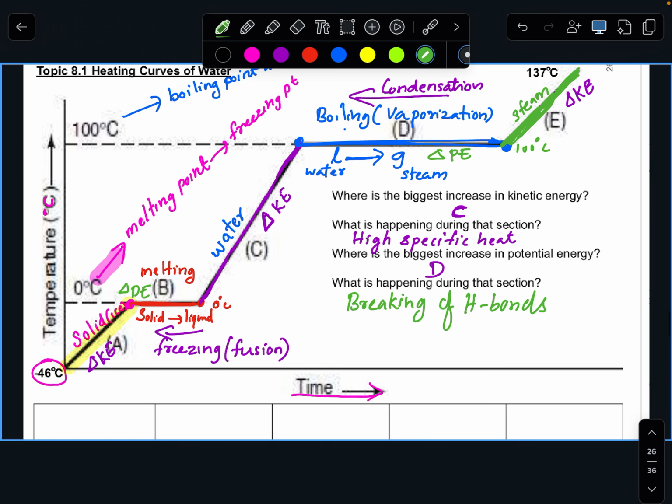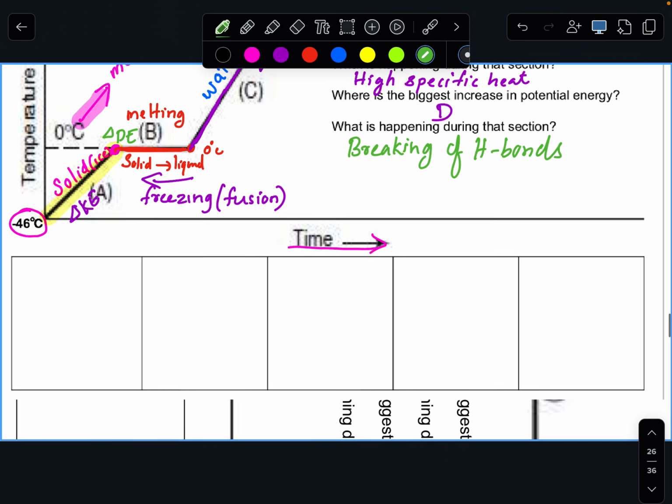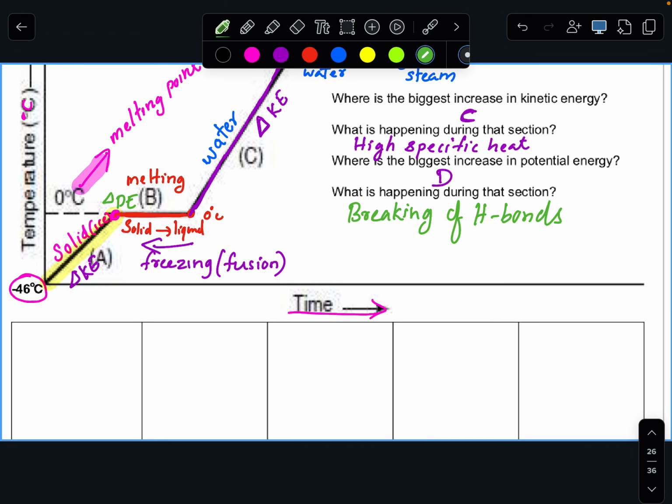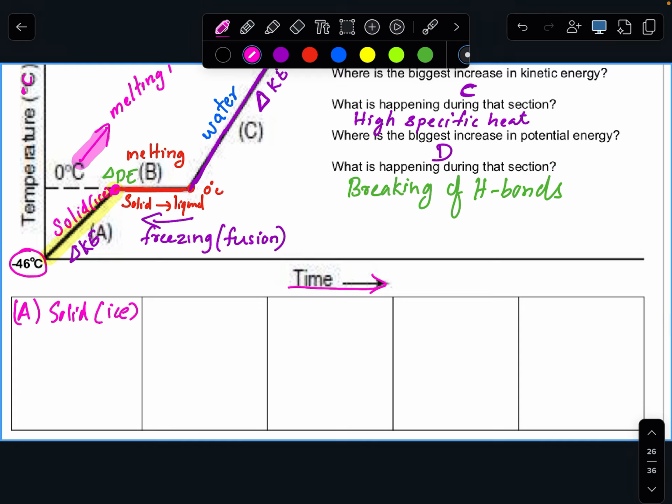Okay, so now just scaffold everything we are going to write. You can write by yourself. If you need help, I can write it. First one, line A. Line A, we know that there is solid. Since it is an example of water, you can write that is ice, right? Yes.